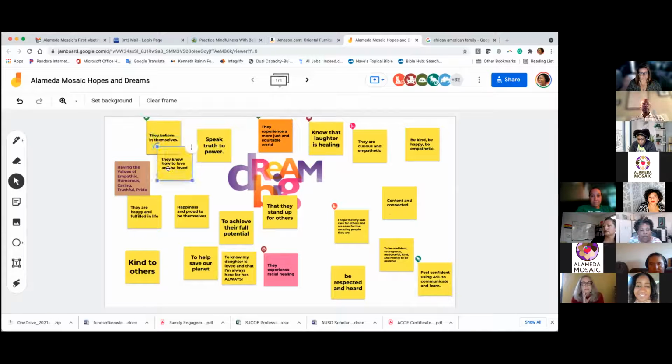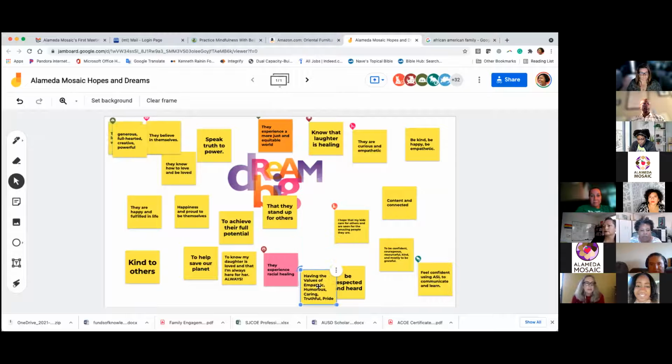Experience a more just and equitable world. Absolutely. They're generous and full-hearted and creative. We could go on and on and on.